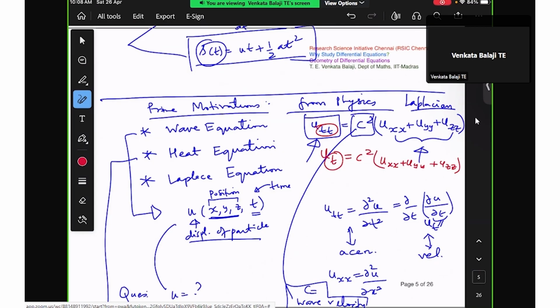Is something wrong? No, now it got stuck in the middle. Oh, it got stuck in the middle.